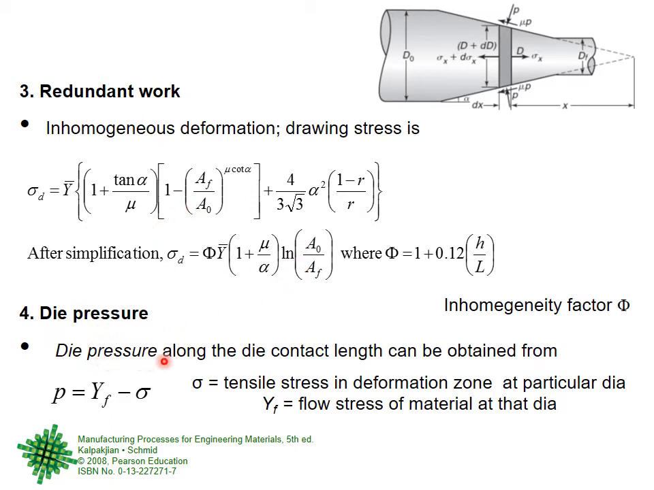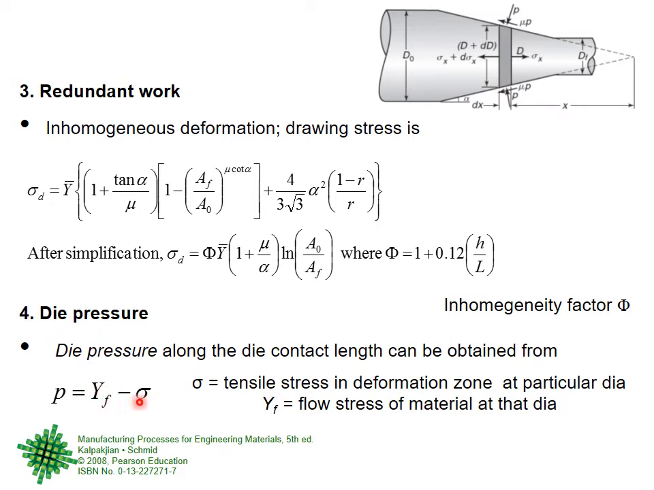Now the die pressure along the die contact length. Remember, on the previous page we showed you a diagram that there is an entry angle, so the die is not directly in contact. There is an exit relief angle, so the die is not in contact there either. But in some places the die is in direct contact with the billet material. So the pressure along the die contact length, which was called, what do you remember? The die land. That area is called the die land. So now P is equal to Yf minus sigma.